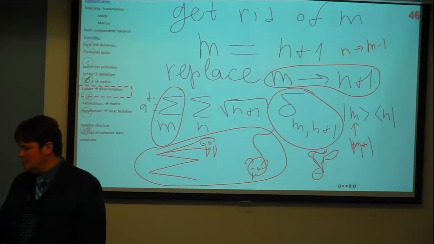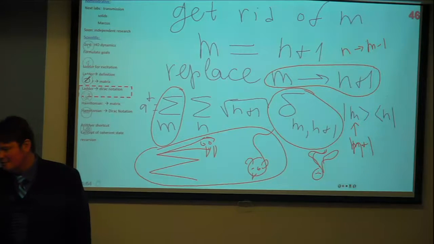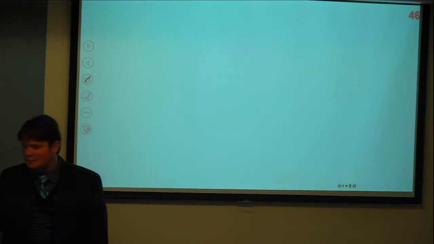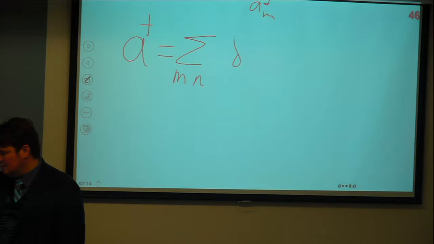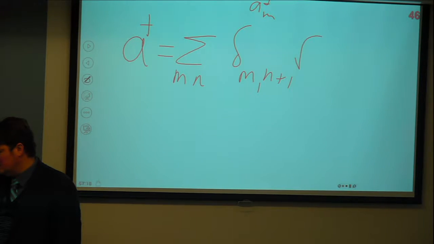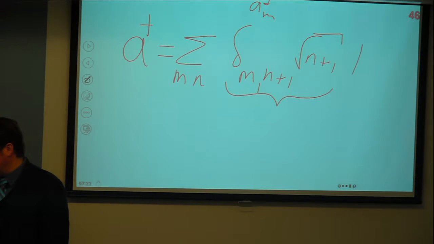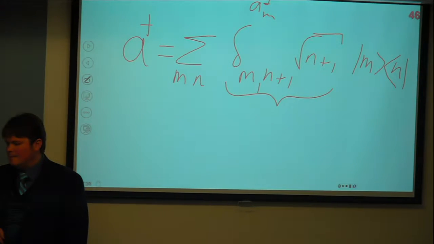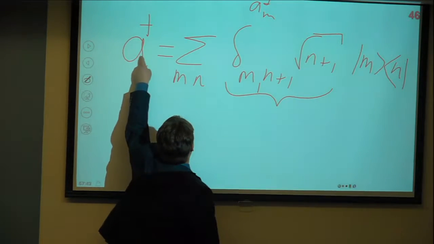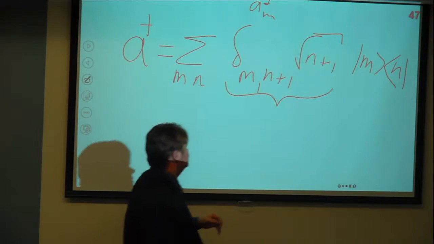Now, what if we express our creation operator as we were planning to do? Summation over m and n. Now, instead of the matrix element, we take it on. I will write delta m comma n plus 1 multiplied by square root of n plus 1. And then by definition of operators here, I write ket m bra n. Why am I doing it? Because I do want to express the operator not only in matrix form, but also in direct notation with this ket and bra.